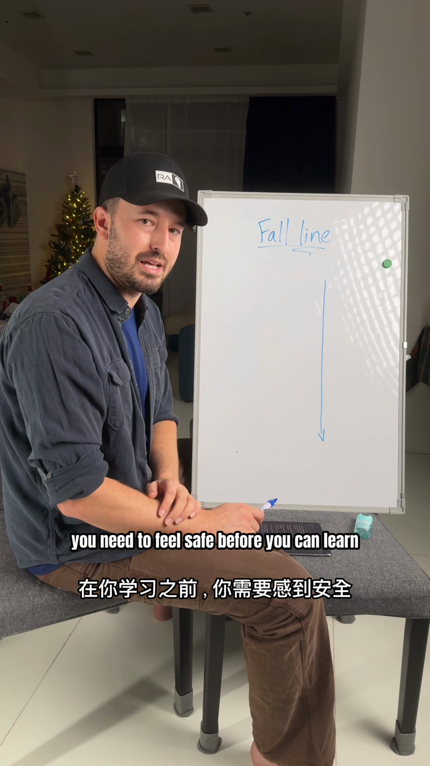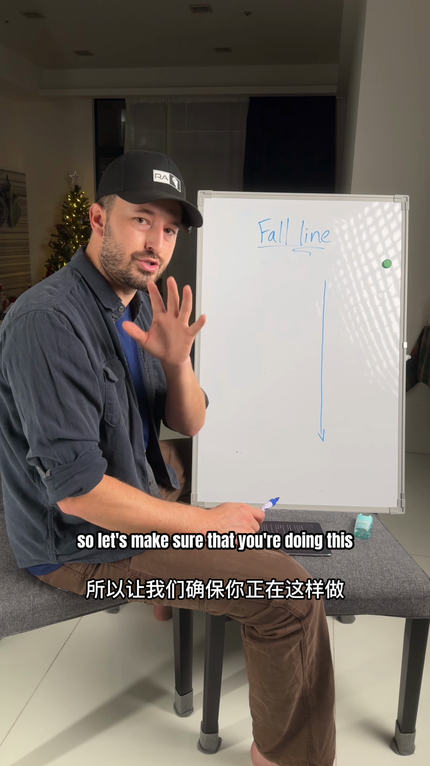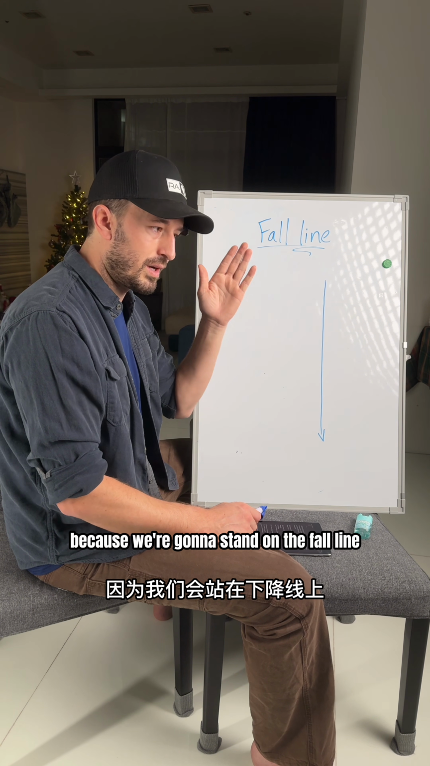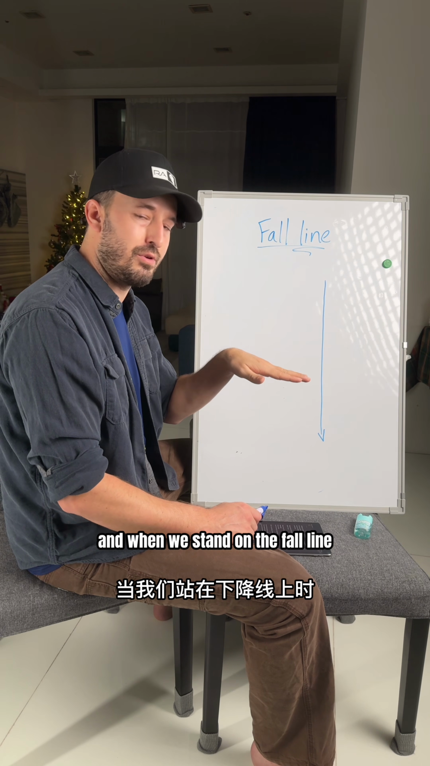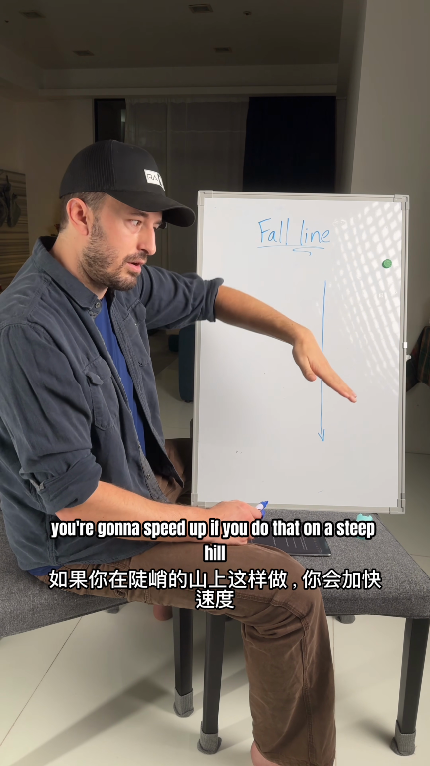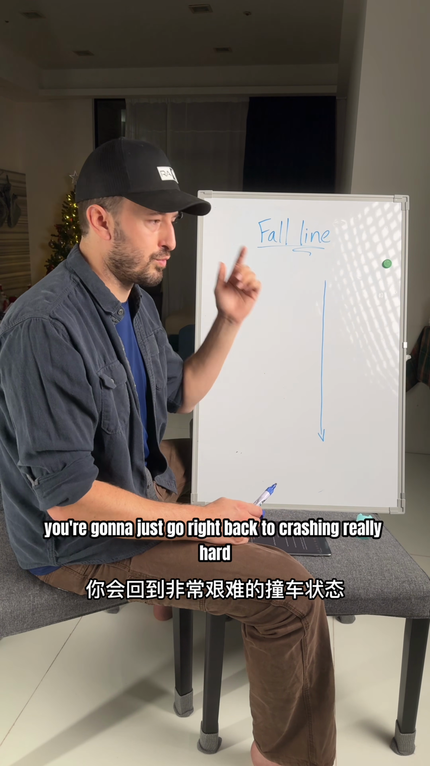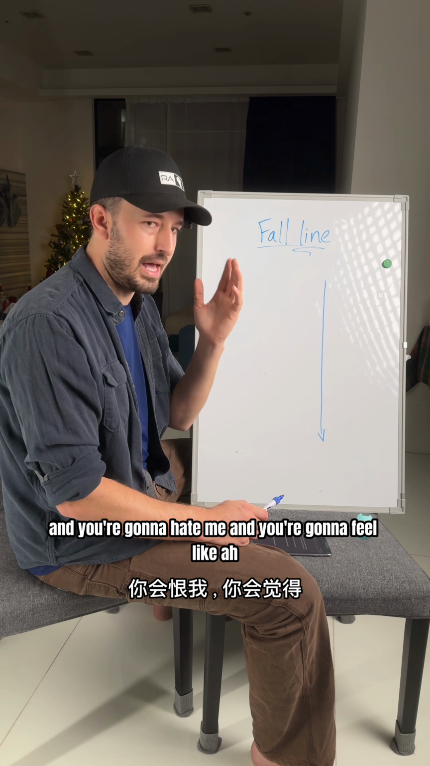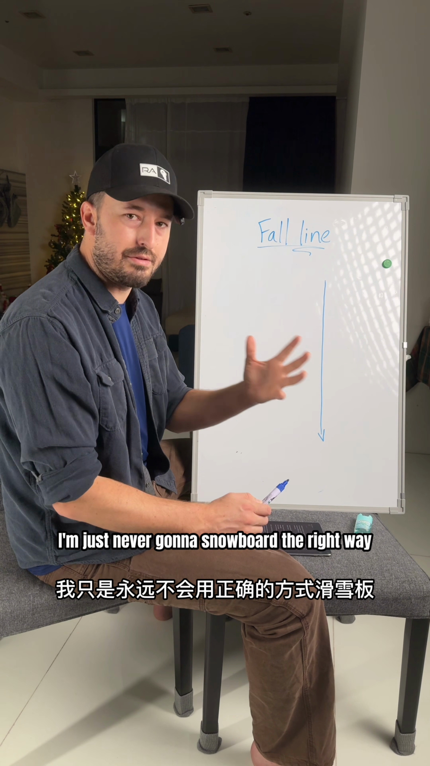You need to feel safe before you can learn. So let's make sure that you're doing this in the appropriate area because we're gonna stand on the fall line. And when we stand on the fall line, you're gonna speed up. If you do that on a steep hill, you're gonna just go right back to crashing really hard and you're gonna hate me and you're gonna feel like, I'm just never gonna snowboard the right way.